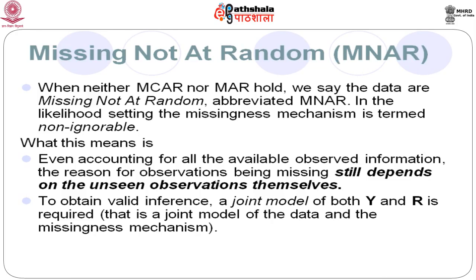I explain it in more detail. What this means is, even accounting for all the available observed information, the reason for observations being missing still depends on the unseen observations themselves. To obtain valid inference, a joint model of both y and r is required. That is why it is non-ignorable. Otherwise, in the MAR or MCAR case, valid inference can be drawn based on the likelihood of y only, but not r.